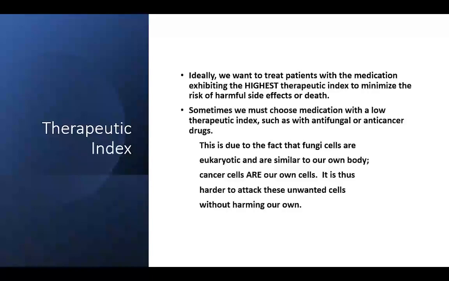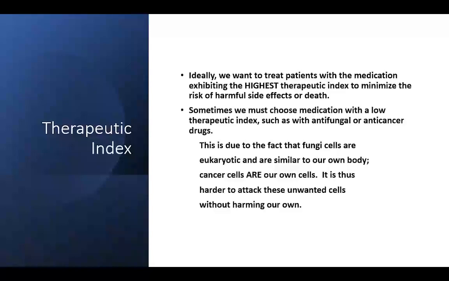So ideally, we always want to treat patients exhibiting the highest therapeutic index to minimize harmful side effects. Sometimes we have to choose low therapeutic index ones. A great example of this are things like fungi, because fungi are eukaryotes. And eukaryotes are like us. And so a lot of things that will target eukaryotic pathways will target ours. And unfortunately, a lot of things that work on eukaryotes really, really nicely tend to get stuck in our kidneys and livers, which is where we see a lot of damage from taking those drugs. There you go.